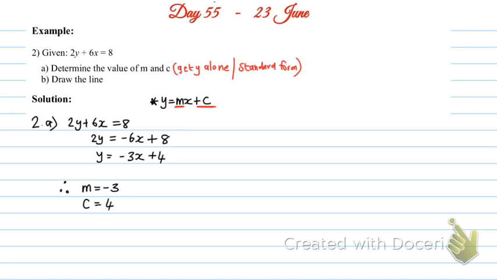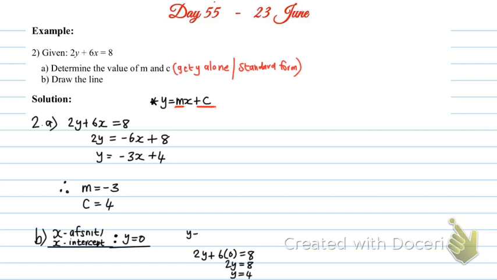Then they ask us to draw the line. To draw the line, I need to determine the x-intercept and the y-intercept. For the x-intercept, I set y equal to 0, and for the y-intercept, I set x equal to 0. So let's look at the x-intercept first. I'm going to let y be 0. Then I have 2 times 0 is 0, plus 6x is 6x is equal to 8, and x will then be equal to 4 over 3. So the coordinate of the x-intercept will be (4 over 3, 0).